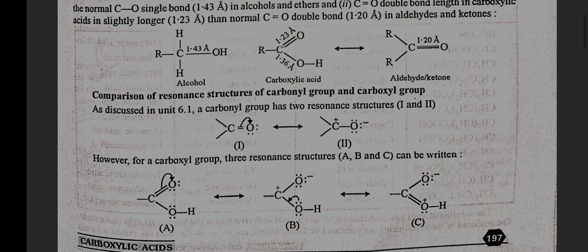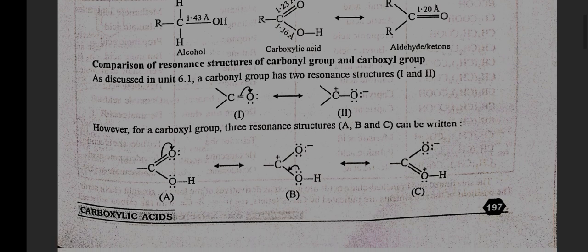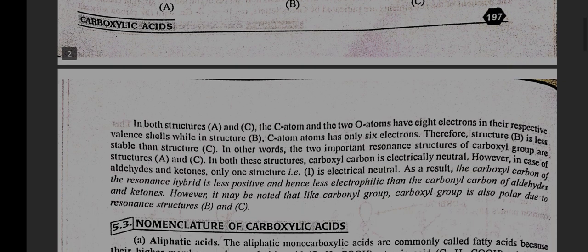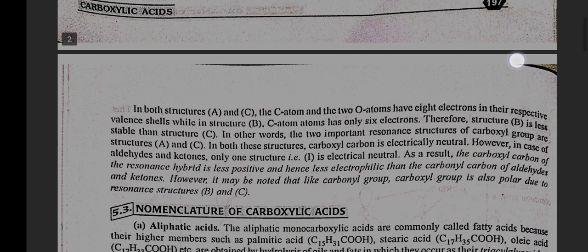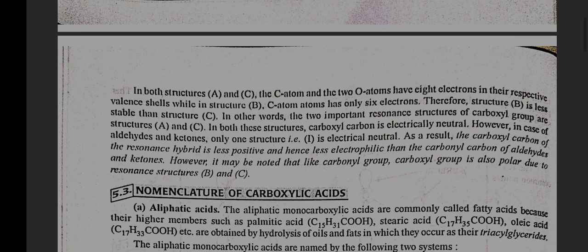Comparison of resonance structures of carbonyl group and carboxyl group. As discussed in Unit 6.1, a carbonyl group has two resonance structures. However, for a carboxyl group, three resonance structures can be written. In both structures A and C, the carbon atom and the two oxygen atoms have 8 electrons in their respective valence shells, while in structure B, the carbon atom has only 6 electrons. Therefore, structure B is less stable than structure C. In other words, the two important resonance structures of carboxyl group are structures A and C.